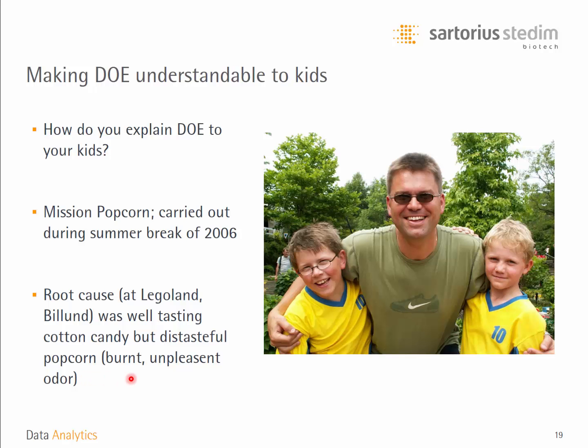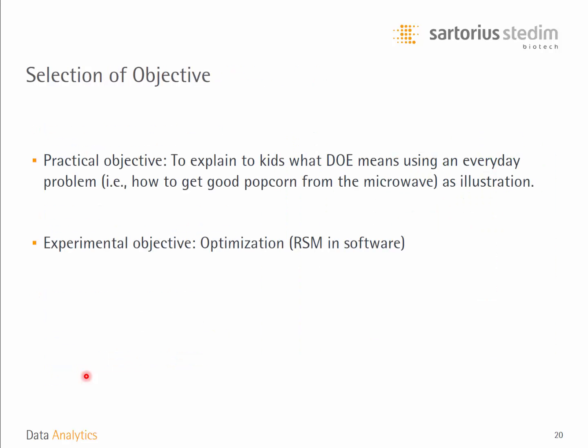So when sitting in the hotel room in the evening and complaining about the bad popcorn, we decided that once back at home we would do a popcorn experiment and really try to optimize the popcorn to get it well tasting and very fluffy. So when we were back at home, the practical objective was to explain to kids what DOE means using an everyday problem, how to get good popcorn from the microwave.